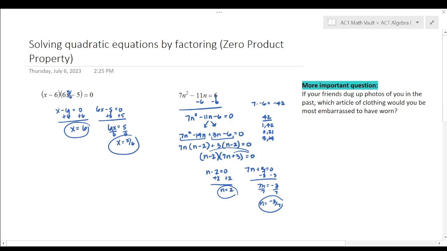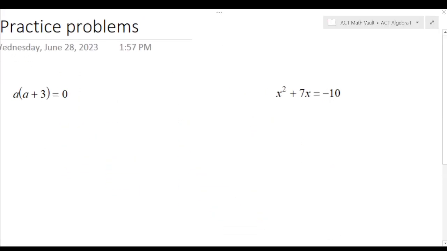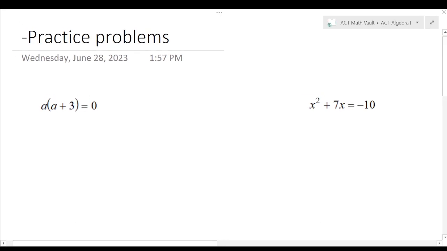Let's try some practice. These problems are just like the ones I just gave you. Maybe a little easier. This one does not require split the middle. And this is kind of an interesting case where the a is by itself on the outside. So I'd like to see how you handle those. And feel free to pause the video before I reveal the answers.